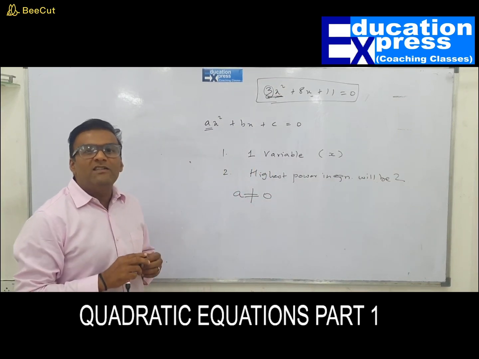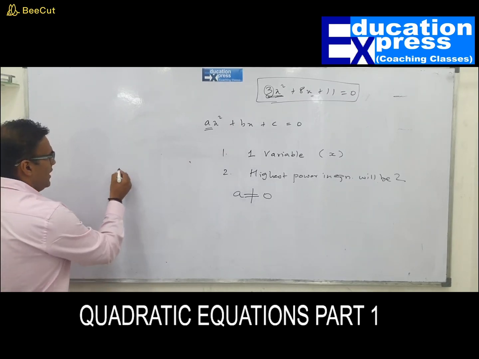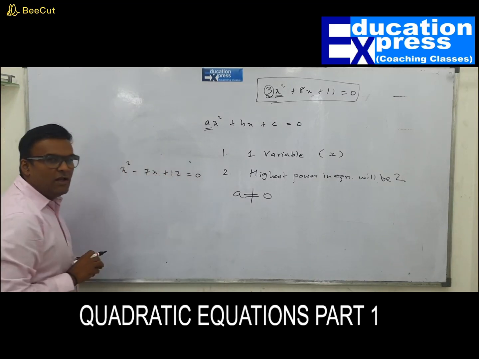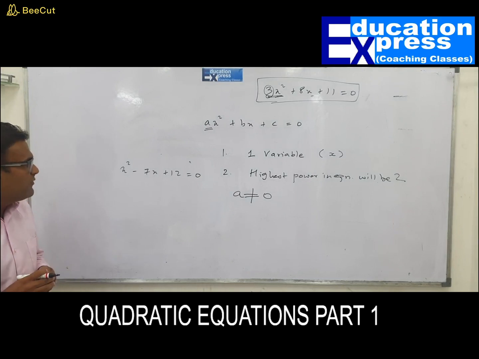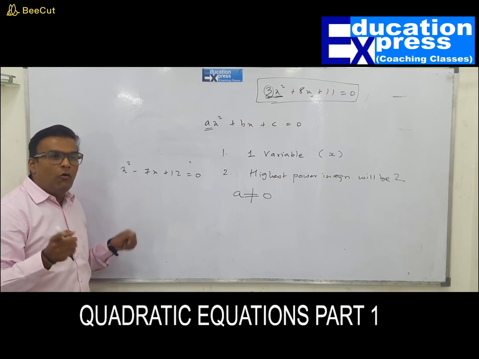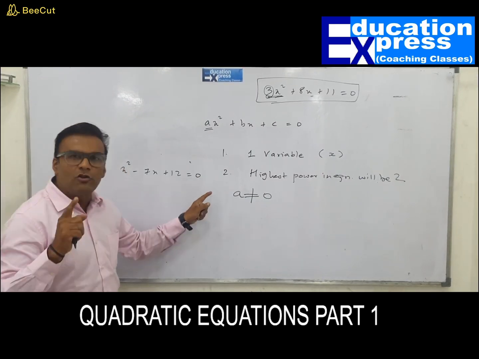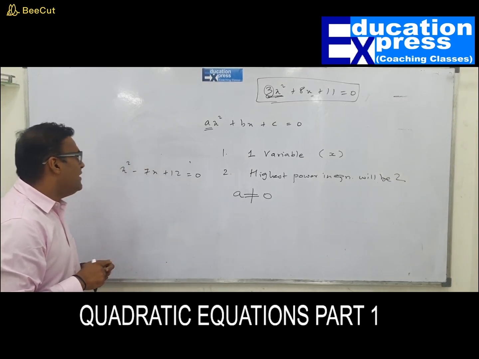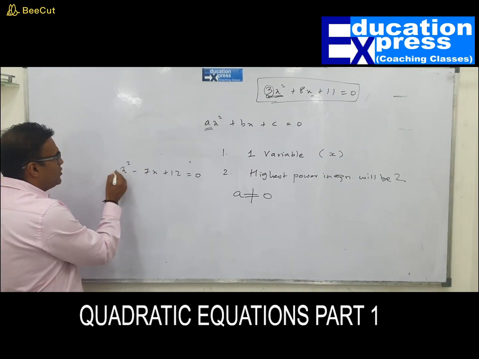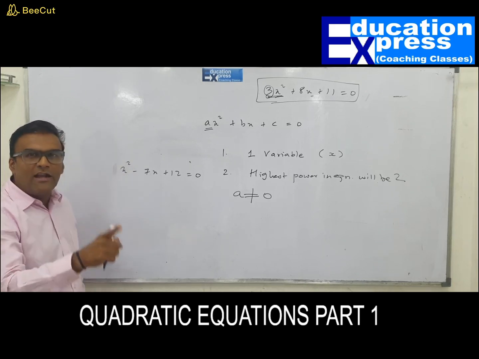Now, the objective is basically to find out the value of x in any given equation. x square minus 7x plus 12 equals to 0. Is this a quadratic equation? Let me verify. How many variables does it contain? Only one, that is x. What is the highest power of the equation? x square. Oh, that means second condition is also matched. And finally, a should not be equal to 0. So the coefficient of x square is over here 1, which is not equal to 0. Henceforth, this is a quadratic equation.